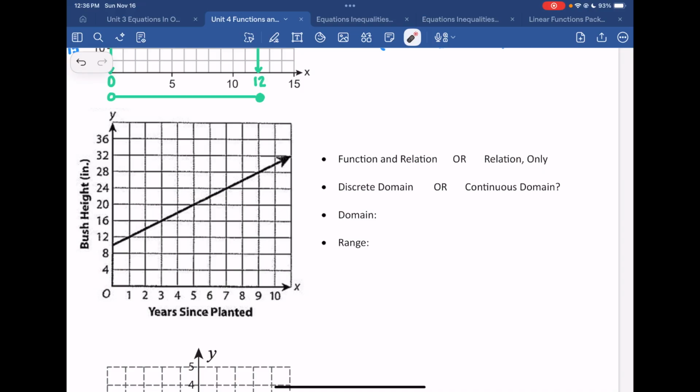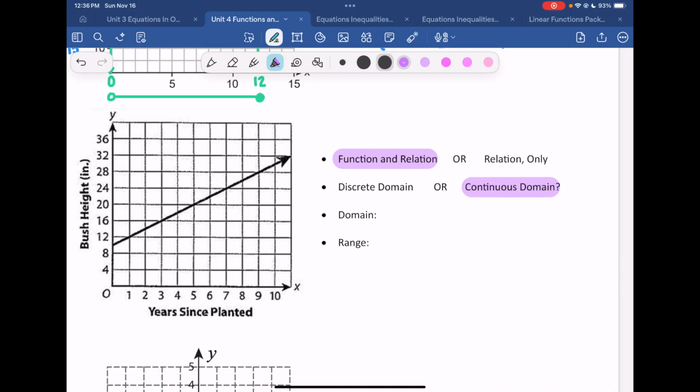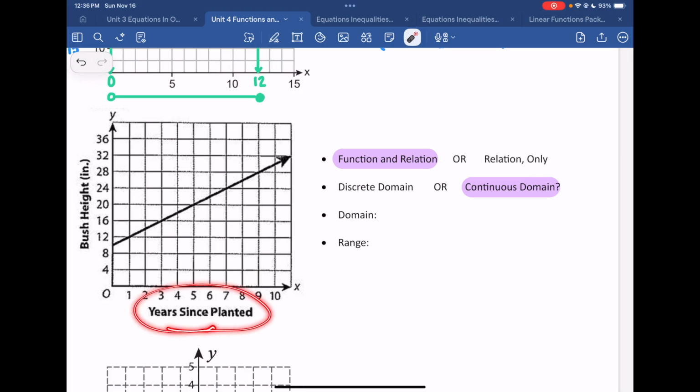Okay, as far as whether it's a function or not, it is a function. Again, it's linear, it's not vertical, it's going to pass the vertical line test. Okay, so it's a function and it's a relation. It's connected, so the domain is continuous. Now, if we think about that, again, it's time. Time is going to be continuous. But also think about what's going on in the problem.